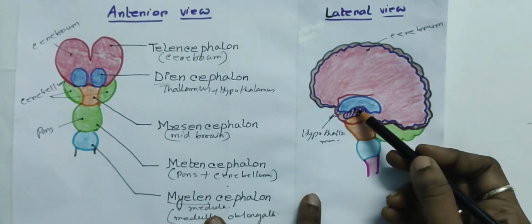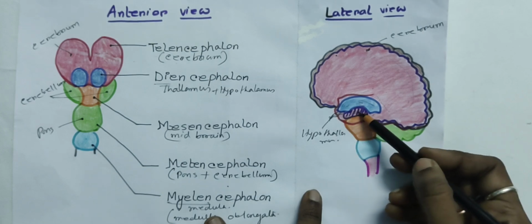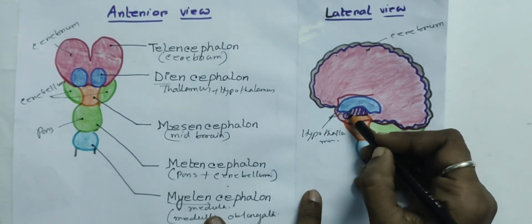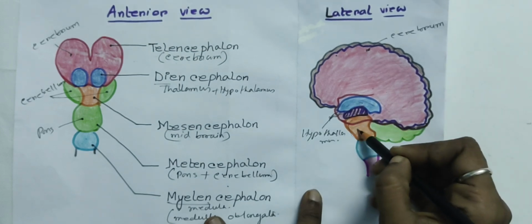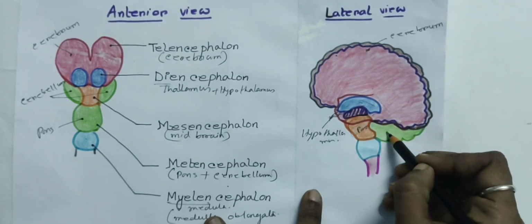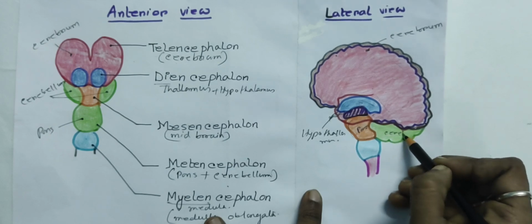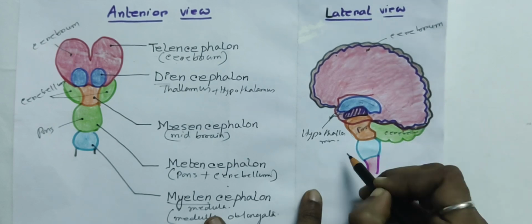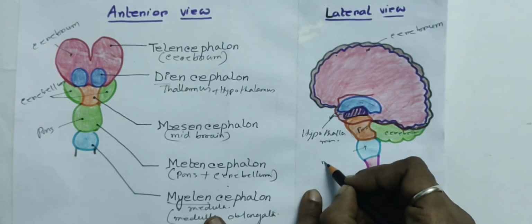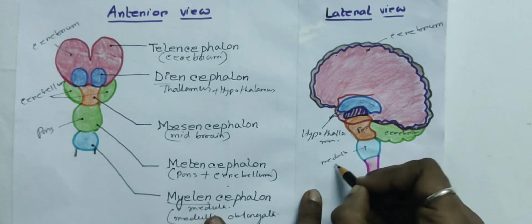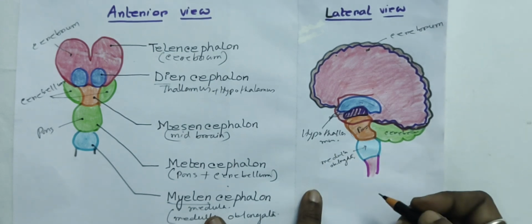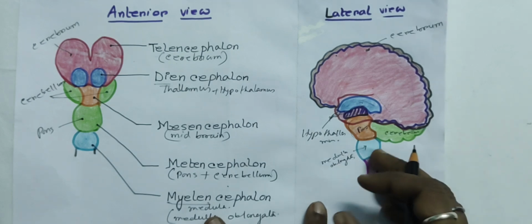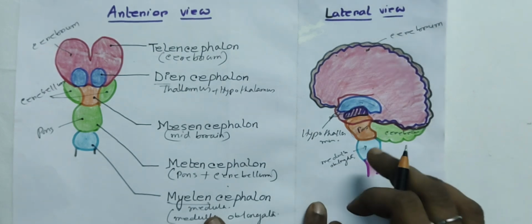Now, after the thalamus and hypothalamus, there is a midbrain. This part is midbrain, and after the midbrain, this is pons. This is cerebellum, and this is medulla oblongata. Now the question is, what is brainstem?